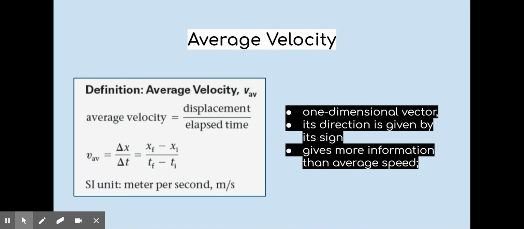Okay. Now we move on to average velocity. Velocity is a vector, so this time we're going to know the direction and the magnitude. It is measured in meters per second, but it is a lot more useful than speed because it tells us a direction. And we are able to find the average velocity by taking our displacement and dividing it by our change in time.